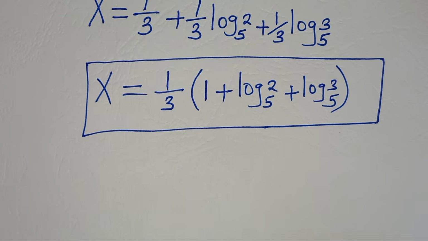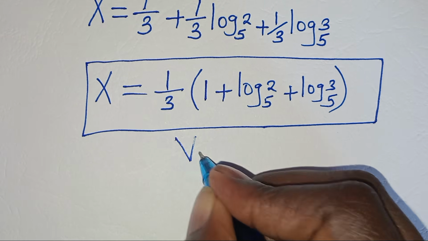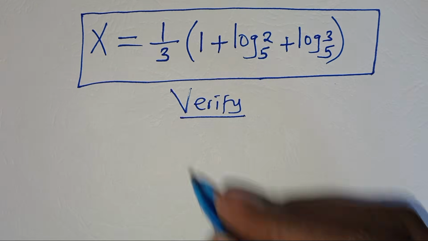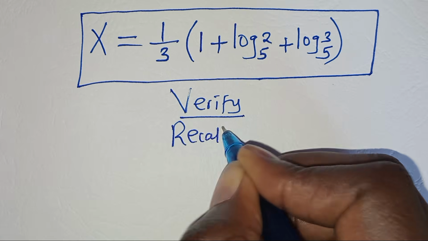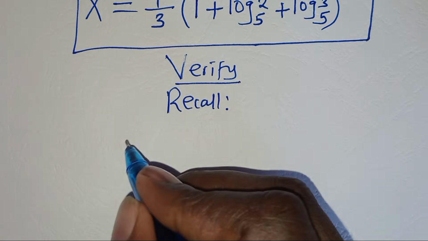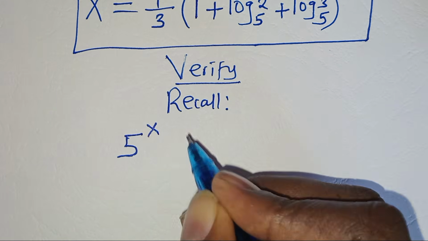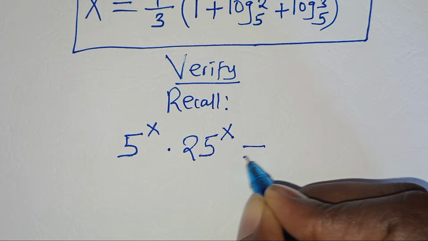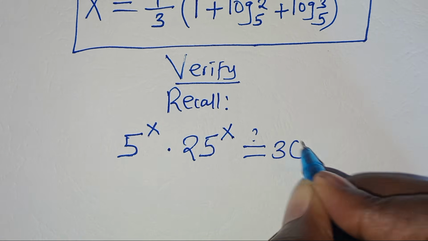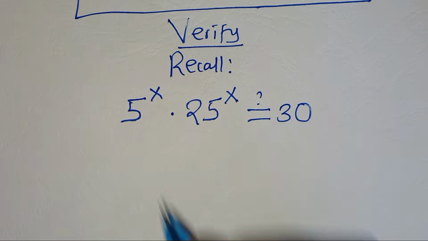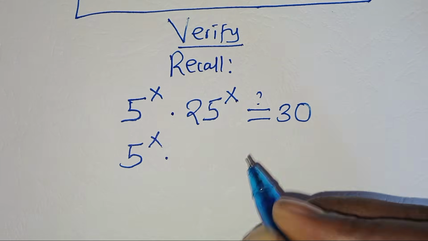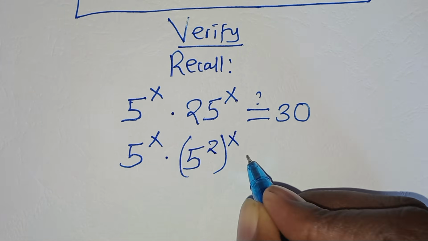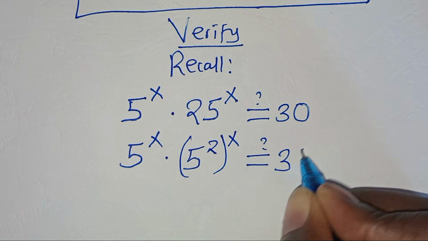The next step is to verify that this value of x satisfies the equation. So let's verify from here. Now, if you recall, we ended at 5 raised to the power of x multiplied by 25 raised to the power of x. This is supposed to give us a value of 30. So this is 5 raised to the power of x times 25, which is 5 to the power of 2 raised to the power of x. This should give us a value of 30.